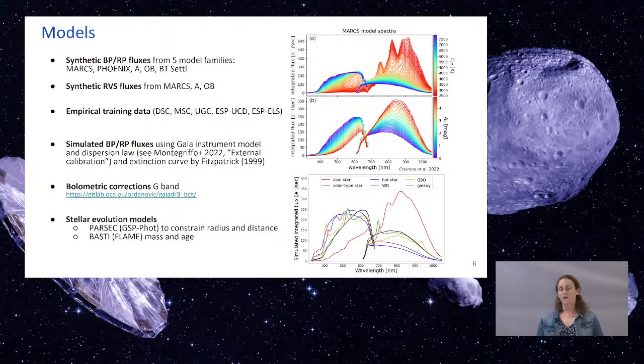And then on the bottom panel, I'm showing several different types of objects and how they would look in these simulated data. For example, there are some hot stars, a cool star, a white dwarf, a galaxy, a QSO. On top of this, we then also use bolometric corrections to produce the luminosities, and we also use some stellar evolution models, primarily for 2 of the modules.